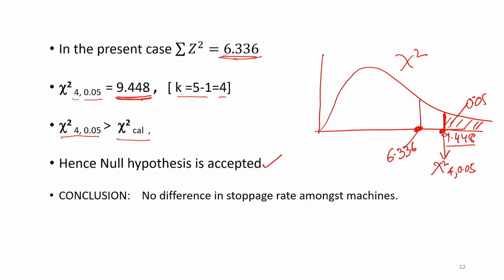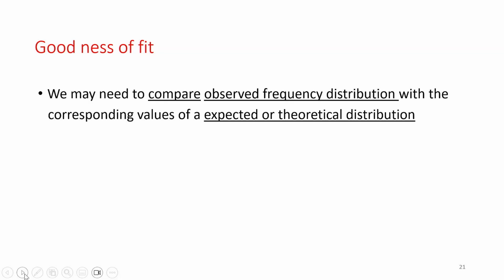And we are trying to check whether there is a difference between them or not. So ultimately we conclude in this case that there is no difference. We take another example of this. In the case of goodness of fit, you can see what is written here, that we compare the observed frequency distribution with the expected or theoretical distributions. So that's what we have done in the previous example.